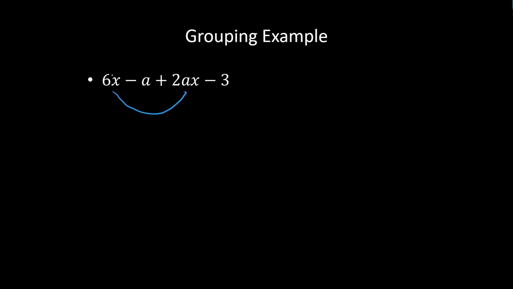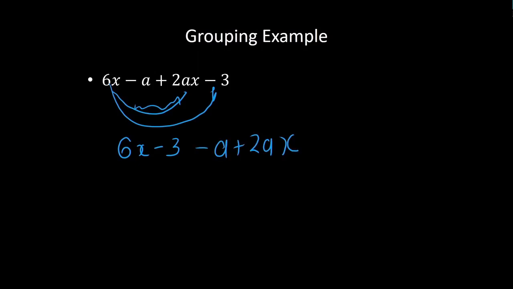Let's put together 6x with minus 3, and put together minus a with positive 2ax. So I'm going to write the terms that I will group together. From the first 2 terms, 6x minus 3, I can take out a common factor of 3. I'll be left with 2x minus 1.